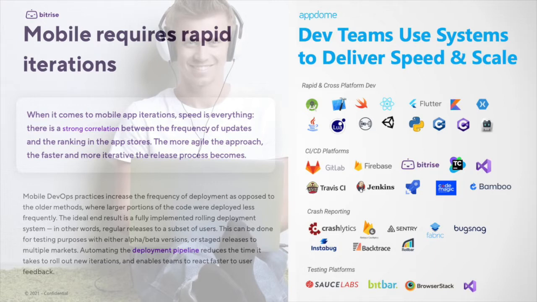Here's a few examples. On the left side of the slide is a quote from one of the leading CI/CD platforms for mobile. In their words, mobile requires rapid release and iteration, and they draw a correlation between speed and frequency of release and high consumer rating of each app. On the right-hand side of the slide, you'll see many of the popular systems that dev and DevOps teams use for all stages of release, CI/CD and DevOps pipeline.